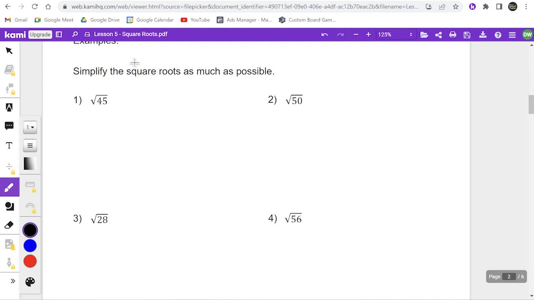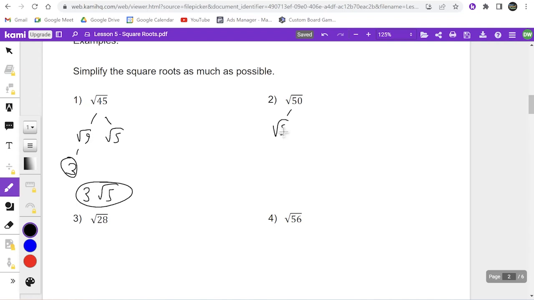First, what are the factors of 45? I would say root 9 and root 5. Root 9 is a perfect square. We know that's 3, and that gets out. And then 5 doesn't have any more factors, so that's just stuck inside the square root. So in other words, my final answer is 3 root 5.